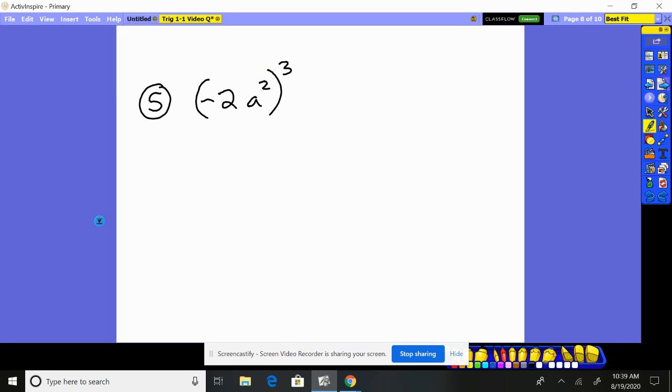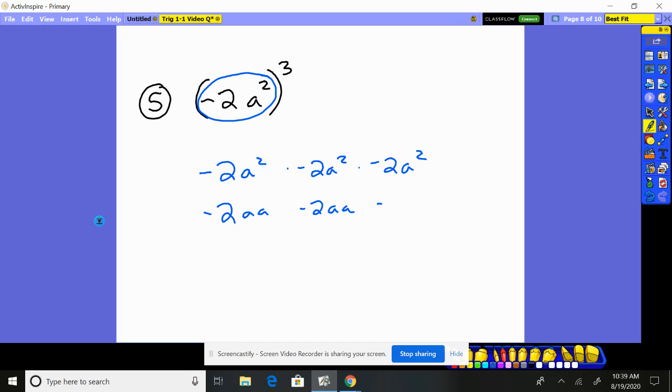Number 5, I have negative 2a squared cubed. So since it's cubed, that means I'm going to multiply this by itself 3 times. So negative 2a squared times negative 2a squared times negative 2a squared. Well, negative 2a squared is a negative 2 times a times a. Negative 2 times a times a. Negative 2 times a times a.